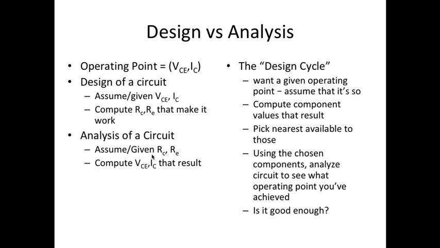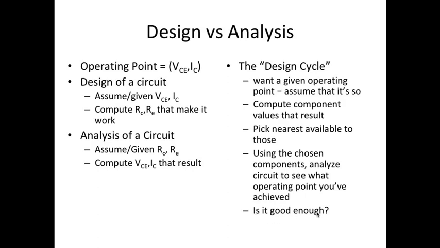You have to be careful not to mix results from design and analysis. They're 2 separate circuits. In one, you have assumed or given VCE and IC, and in the other you have assumed or given resistor values. When using this for design, you want a given operating point, so you assume it and compute the component values that work for that. Then you pick the nearest available values, in either 5% or E24 resistors or on the capacitor chart. Then you flip into analysis mode: given those components, what operating point do you expect to see?